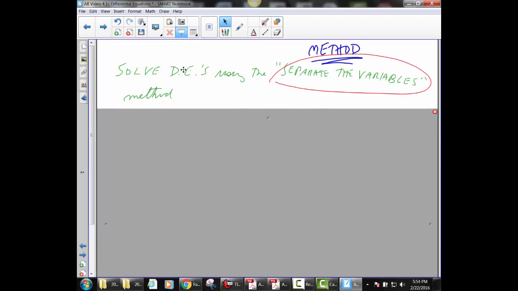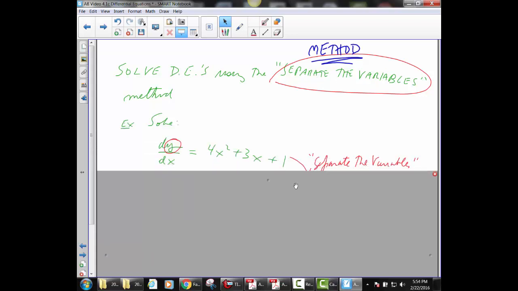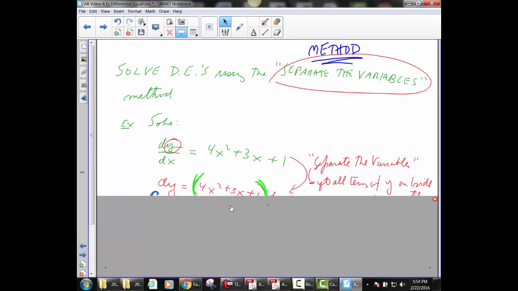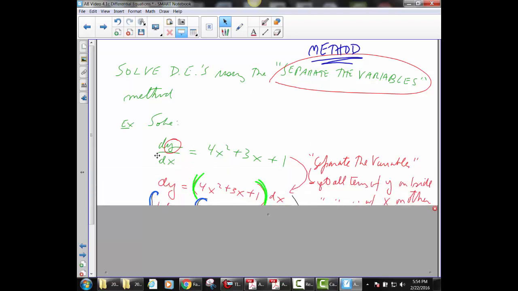So to solve differential equations, DEs, you're going to use what's called the separate the variables method. Here's how we're going to handle this. Here's a given differential equation, an equation with a derivative in it, and differentials, differential y, differential of x. The first thing you're going to do is separate the variables. What I mean is you're going to bring all the y's to one side, all the x's to the other. So I'm going to multiply both sides by dx. Everything on the right has x, everything on the left has y.